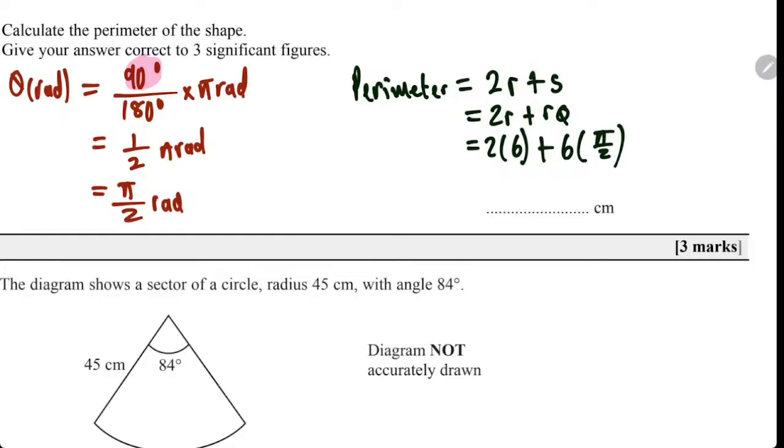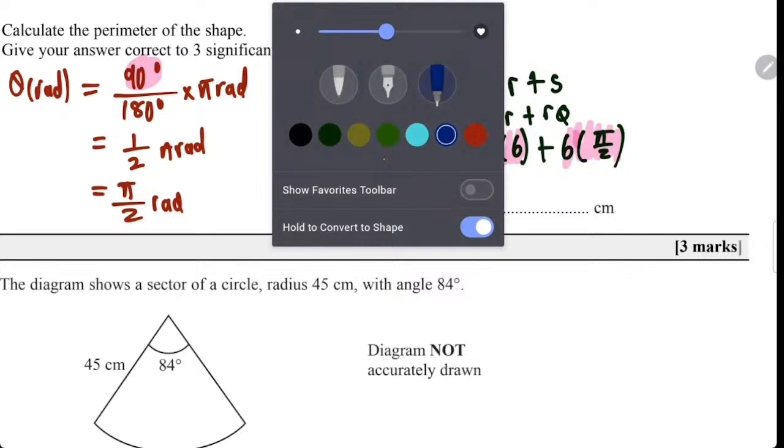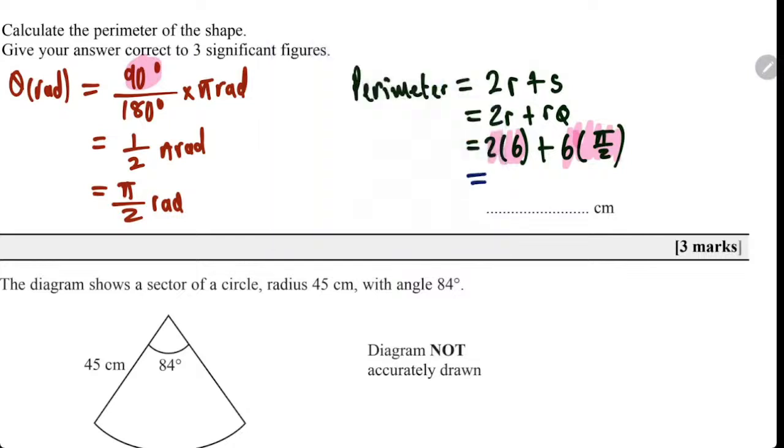There we go. This one is easy. You can punch it exactly like this in the calculator. Tell me what you get. 2 by 6, then you say plus 6 open bracket pi over 2. What do you get? Dennis, what do you get?